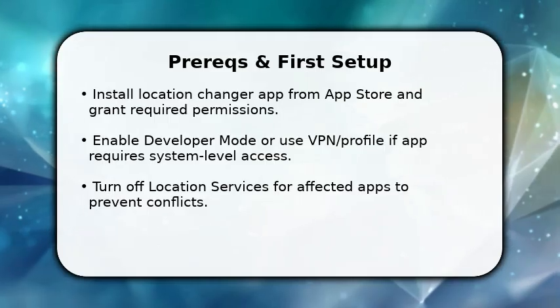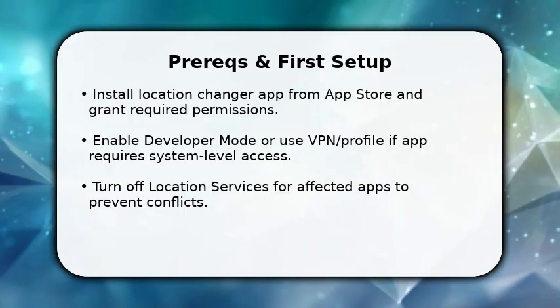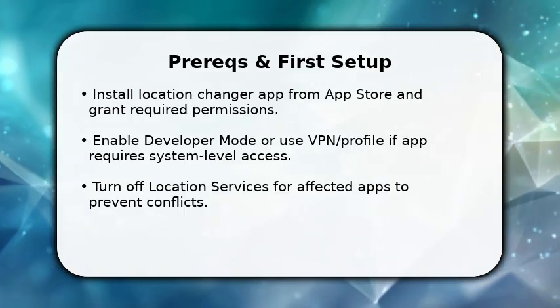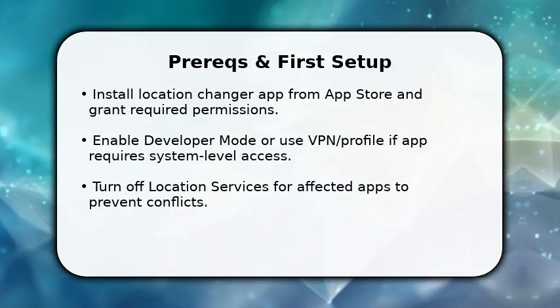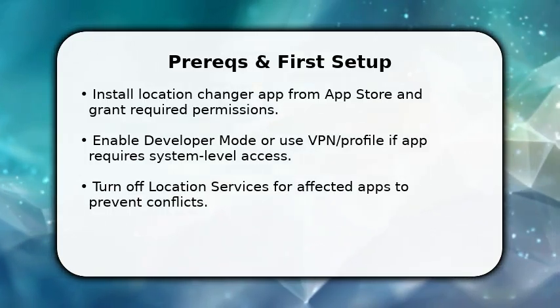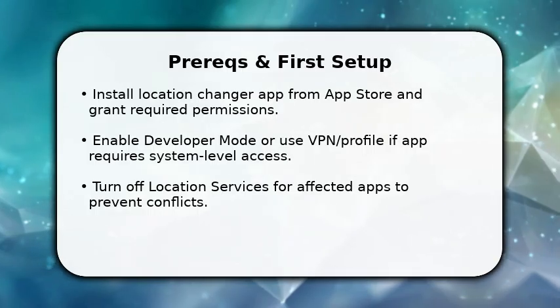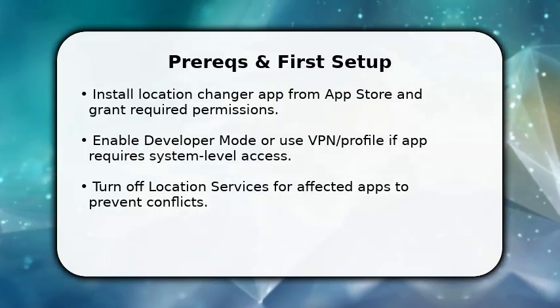You start by confirming prerequisites. The app is installed, you've allowed location access, and any required profiles or developer mode are enabled. Next, open the location changer and grant precise location permission. This lets the app inject coordinates.